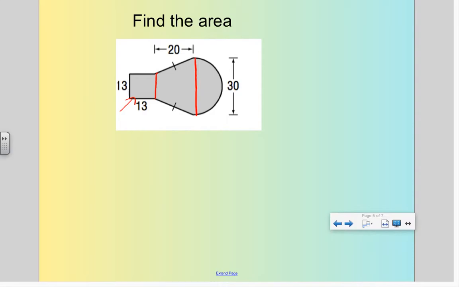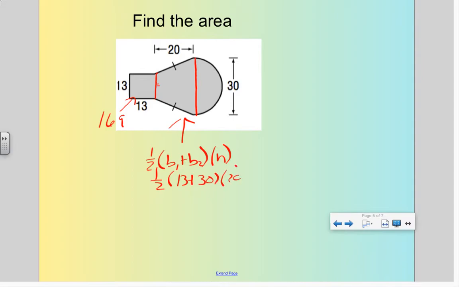So the square is an easy one, so base times height, so 13 squared, or 169. Trapezoid, remember your trapezoid is 1/2 base 1 plus base 2 times your height. So we would have 1/2, our top base would be this red section up here, so that would be 13, plus the bottom base, they tell us here is 30, times the height, which they also give us, is 20.